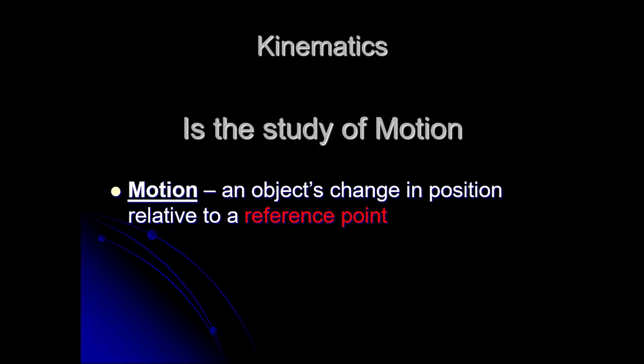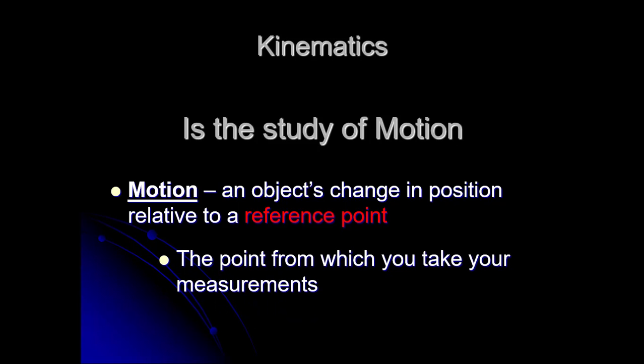So what we're looking at is kinematics, right? We're looking at the study of motion. Okay, that's what kinematics means. And when we talk about motion, we're talking about an object's change in position relative to some reference point. Now we've been talking about a reference point, but we haven't actually written it down and defined it yet. But a reference point is just the point from which you take your measurements. And that is up to you. You can make your reference point whatever you want. It's something that can change, but you get to define it.